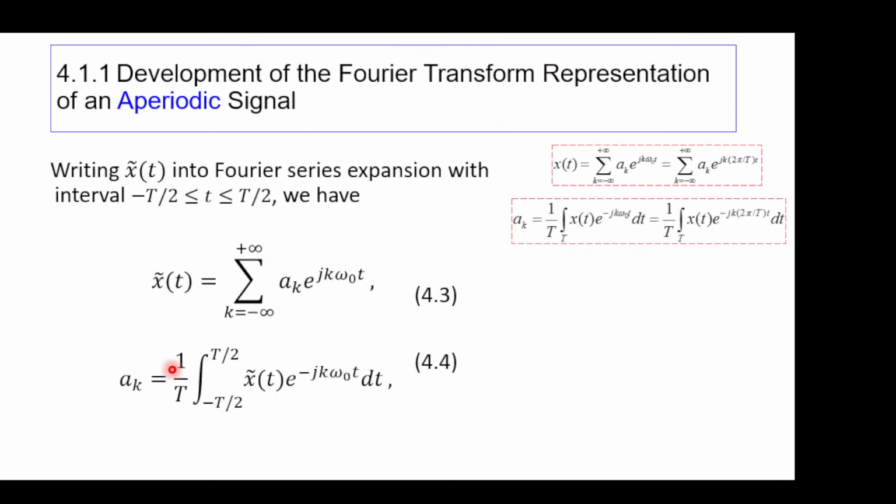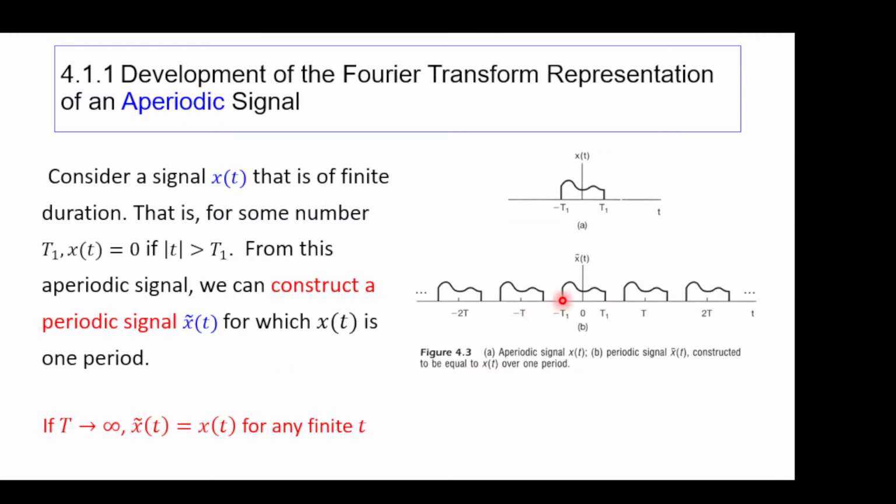So a_k is equal to this thing, an integration from -T/2 to +T/2, so maybe something like this period. Let's use the pen here. So we are integrating something in this period, right? One period of x tilde of t.